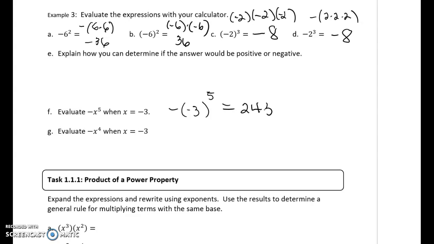All right, so for the next problem, again, we're going to plug negative 3 in for x. So that means everything else stays the same. That negative outside the x, that 4 is an exponent. So where x was, right here in my parentheses, I'm going to put negative 3 in its place. Okay, so when we evaluate that, that's going to give us negative 81.